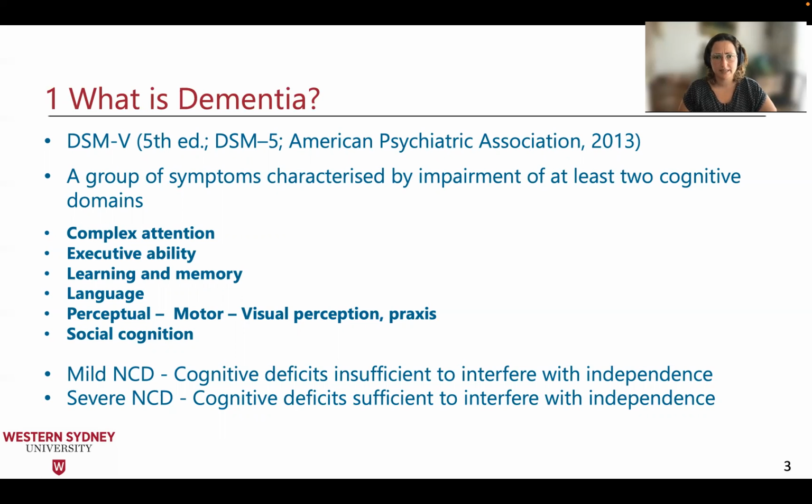So there are 6 domains in total. There's complex attention, executive ability, learning and memory, language, perceptual motor visual perception and praxis, whereby praxis is the planning of the perceptual motor or visual cues, and social cognition.